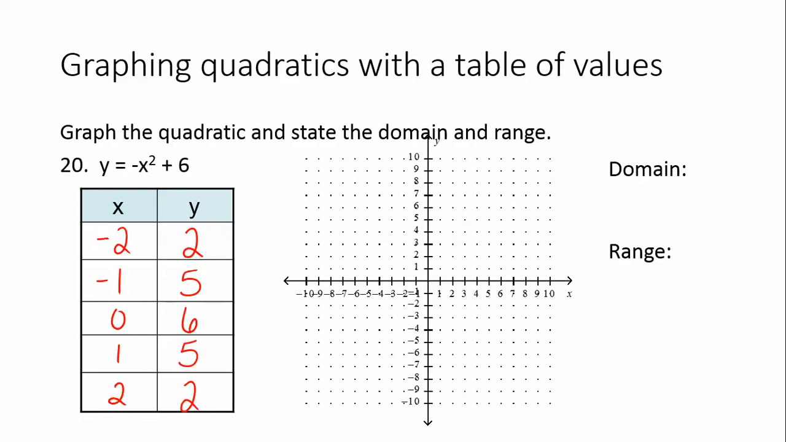So now let's graph these again. -2, 2, -1, 5, 0, 6, 1, 5, and 2, 2.